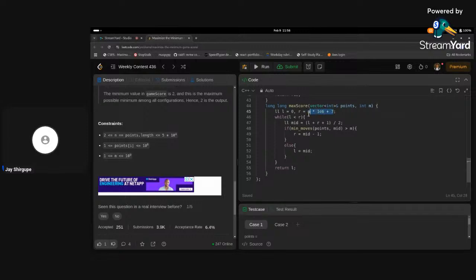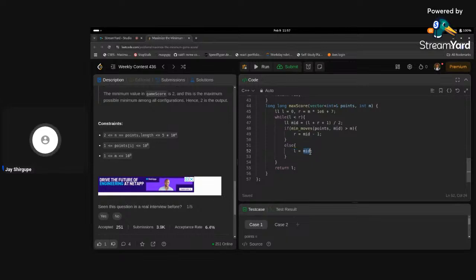That would be your minimum value, the maximum upper bound on your answer. You binary search on this thing, while L is less than R, find the mid value. Then we find the minimum number of moves with this points array that we need to make such that the minimum value in the games array is at least this thing, mid. If it's greater than m, that is the number of moves we have, then we say that, okay, your answer has to be less than this thing. Or if it's less than or equal to m, then our answer can be at least this thing.